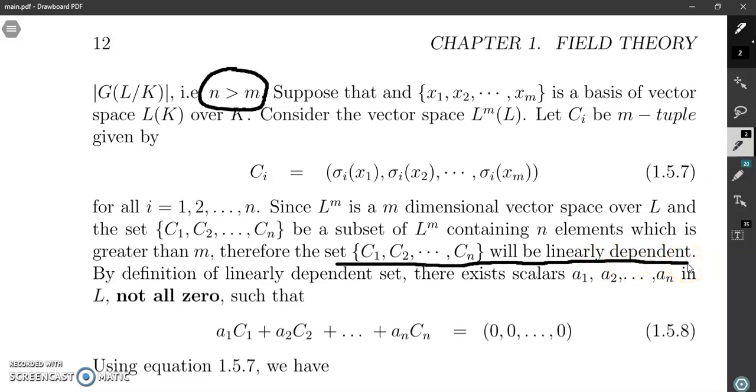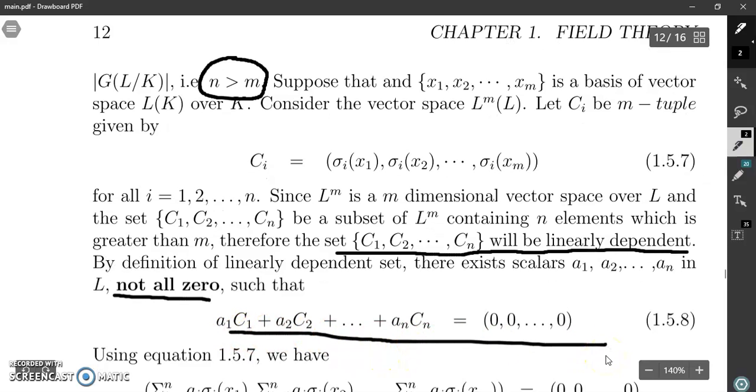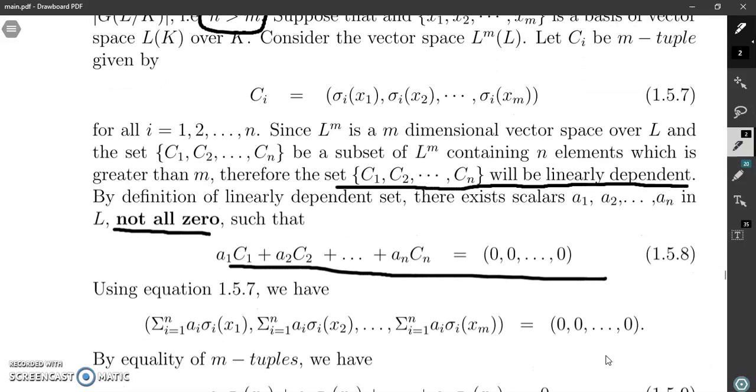Now we use the definition of a linearly dependent set. Then there exist scalars a1, a2, ..., an, not all 0, such that the linear combination a1 c1 plus a2 c2 plus ... plus an cn is equal to 0. Note that the zero element of this vector space is the m-tuple (0, 0, ..., 0).